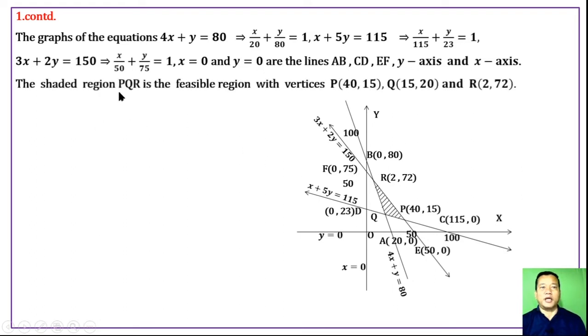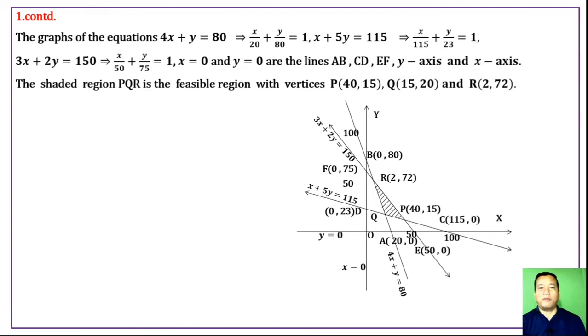The shaded region PQR is the feasible region with vertices P (40, 15), Q (15, 20), and R (2, 72) asini.